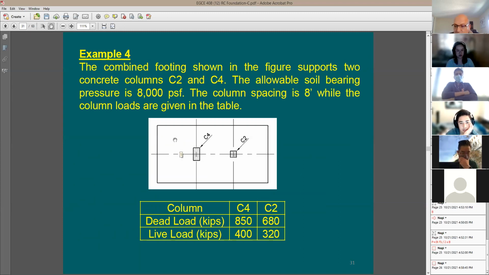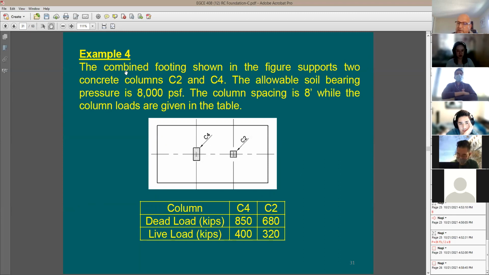Now I don't have any new equations for the soil, right? It's going to be the same equations I had started with. But when you have 2 columns here, do you think the column load is going to be the same? Most likely, no. In buildings, most likely when you have a situation like this, the 2 column loads are going to be different.